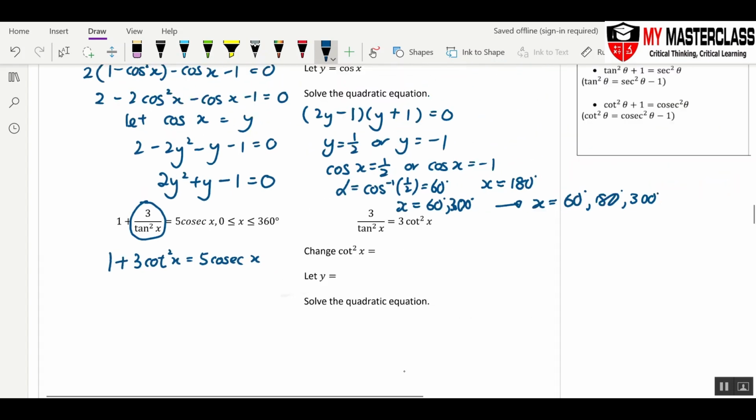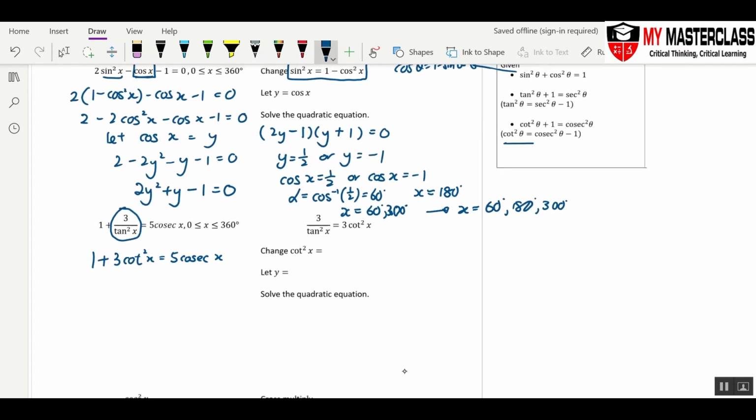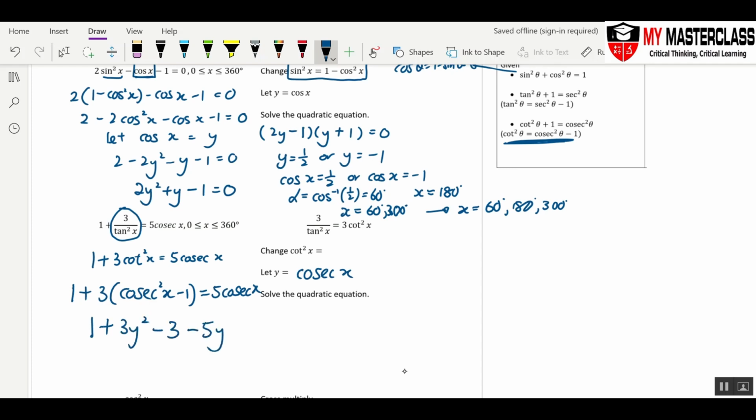So what you need to do is the same thing. Look at the cotangent square. Cotangent square equals cosecant square x minus 1. 1 plus 3 bracket cosecant square x minus 1 equals 5 cosecant x. Same thing, you let y equal cosecant x. I will have 1 plus 3y square minus 3 minus 5y equals 0. 3y square minus 5y minus 2 equals 0.